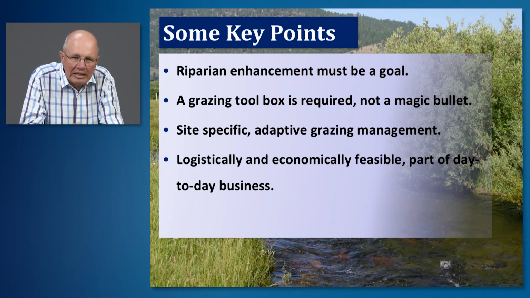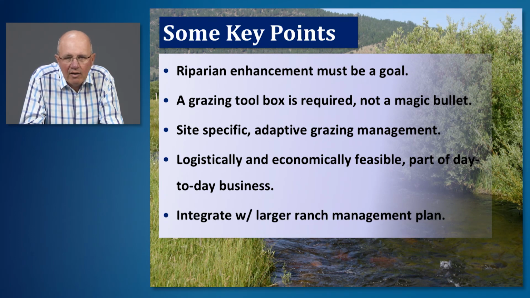So we have to be realistic about what we recommend and what we attempt in terms of grazing management to improve riparian areas. And we have to remember that that riparian area and that riparian pasture are part of a larger ranch or range management operation, and that livestock have got to be somewhere every day during the year. And so we've got to integrate the use of that riparian area into the larger grazing management plan of the entire ranch, and that feeds back to it being logistically feasible.